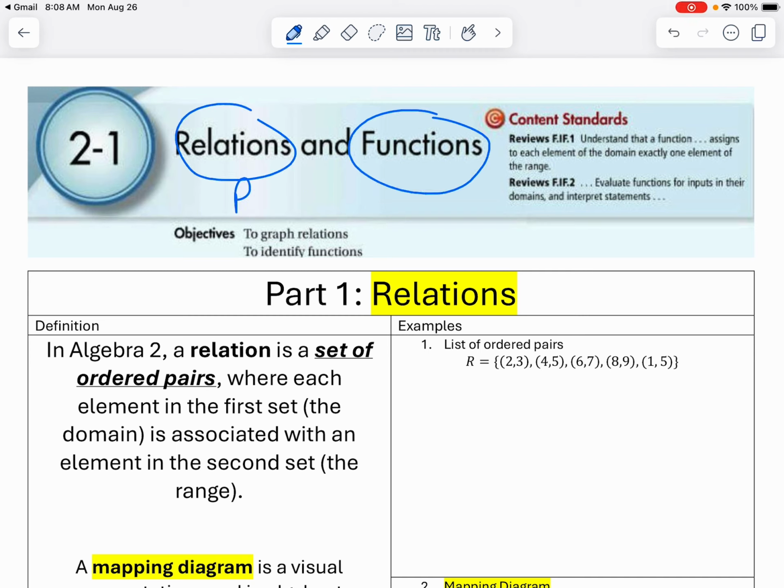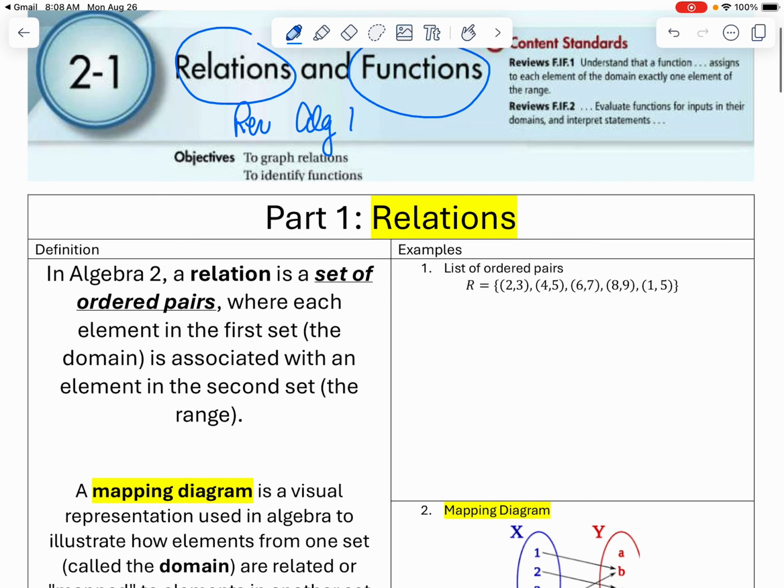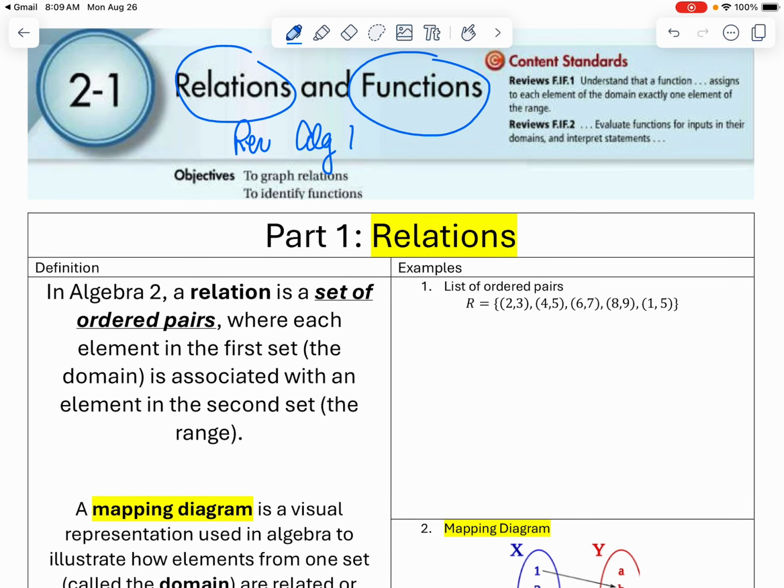Now, this is review from Algebra 1 when you were in Chapter 4, but it's actually one of the most foundational topics to Algebra 1, so I definitely want to go over it again as a basis for the rest of Algebra 2. So we're going to start by breaking it down into what parts we're going to look at.